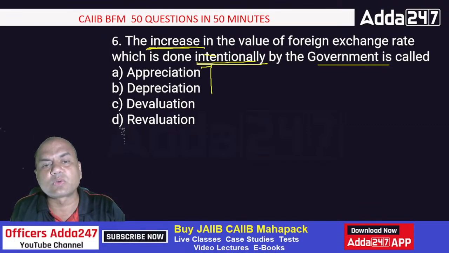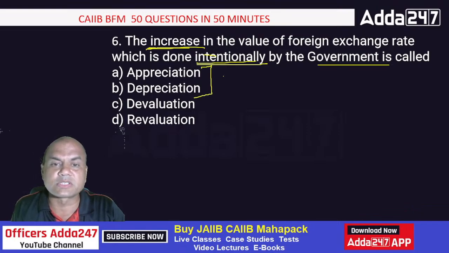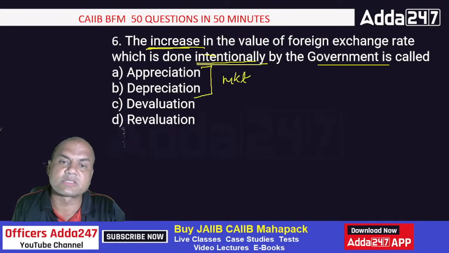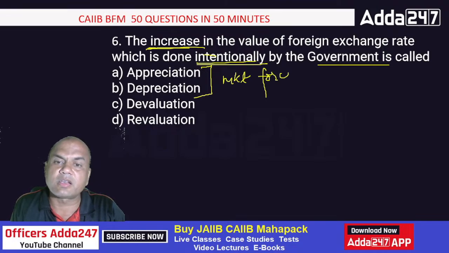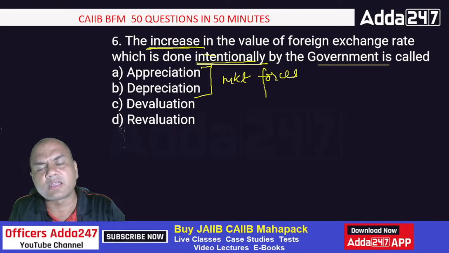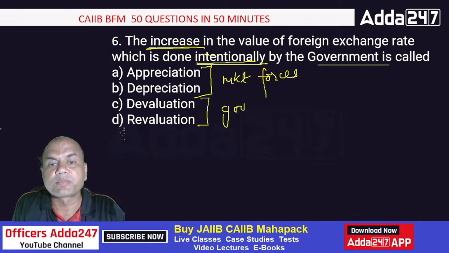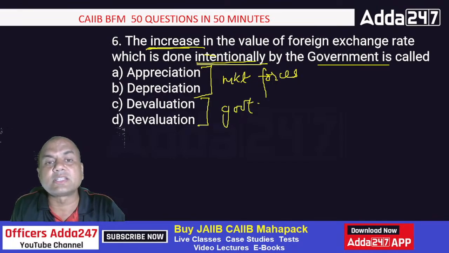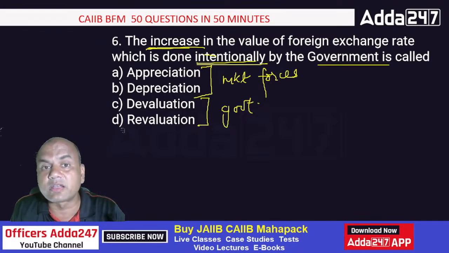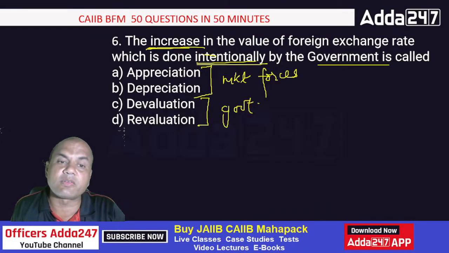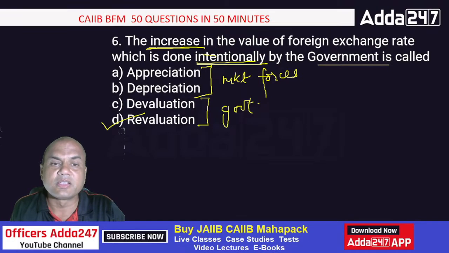Firstly, these two are out. These are related to market forces. I don't want that. I want from the government, and these two are from the government. So now what is said? Increase. What did we see earlier? It was decrease. Decrease was devaluation. So increase will be revaluation. So revaluation is the main answer over here, which is done intentionally by the government.